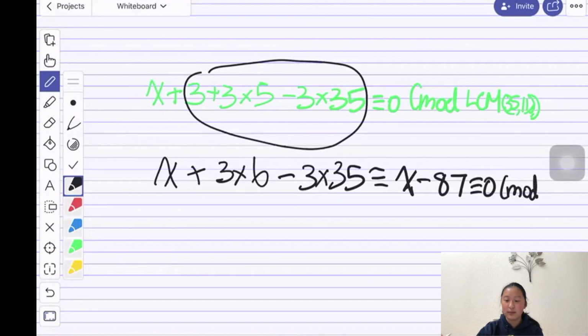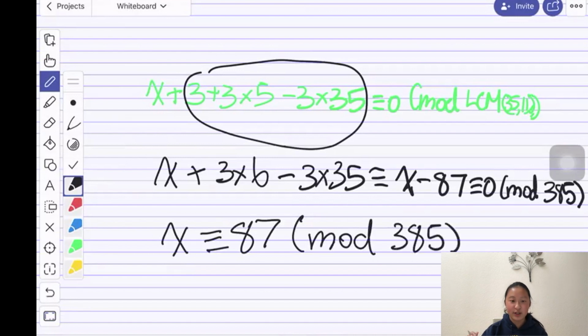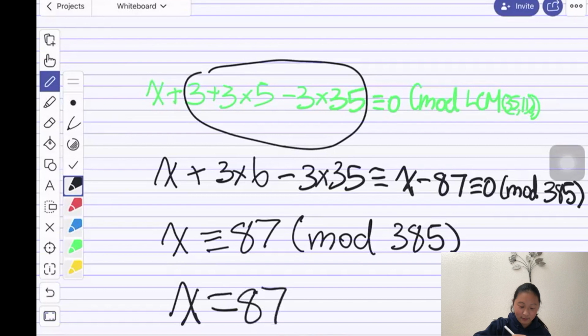Because they're co-prime, it's those two numbers multiplied together. It's 385. Okay, now we're going to add 87 on both sides. So we get x is congruent to 87 mod 385. And since we're looking for the smallest number, if you recall the question, 87 would be the smallest positive integer. So as a result, x is equal to 87 as our answer.